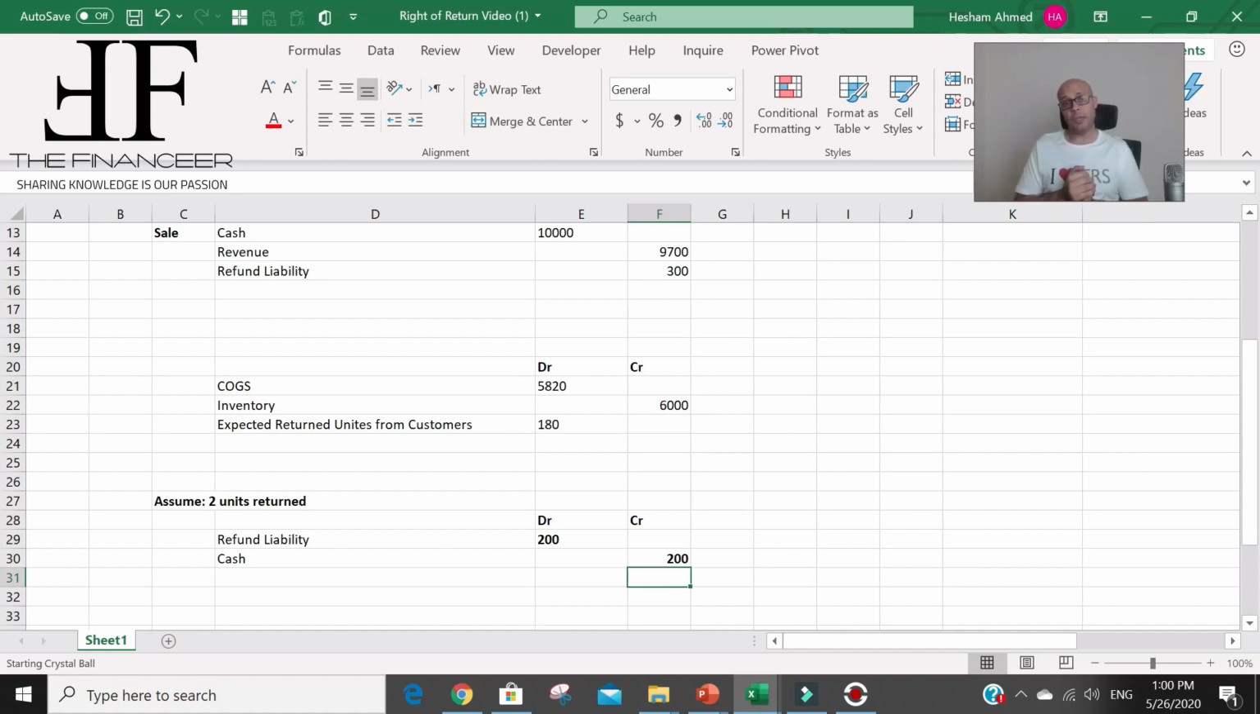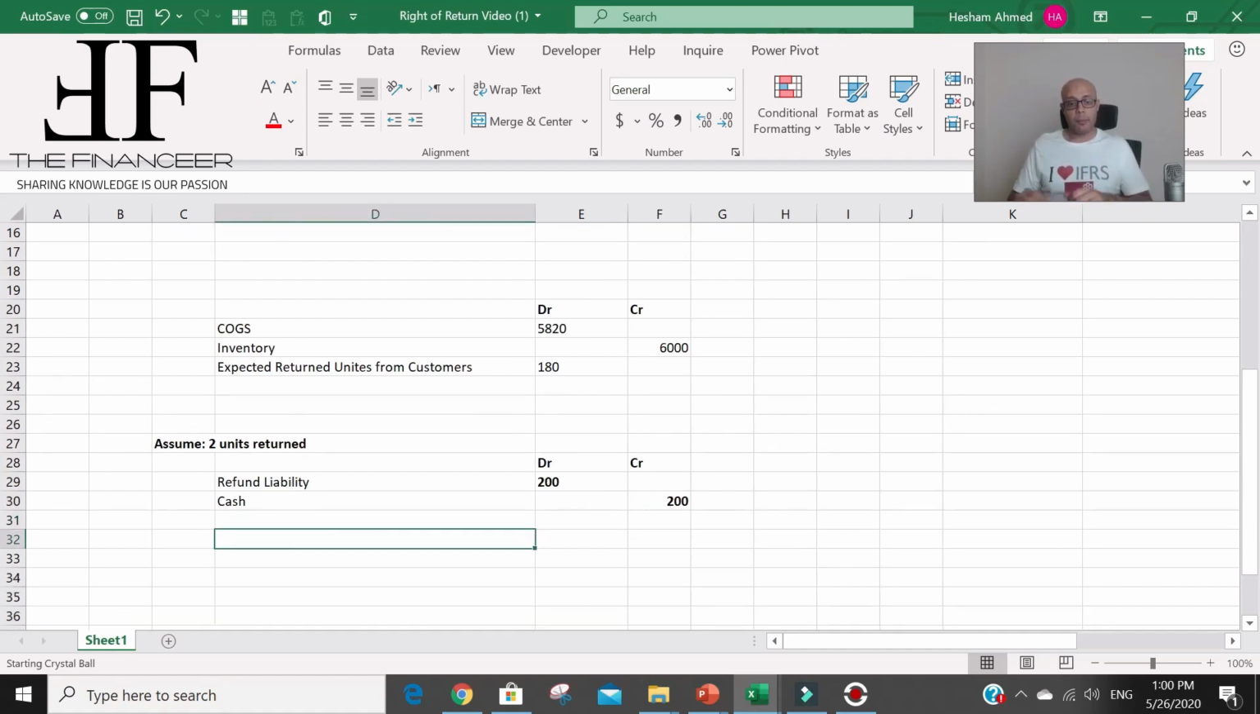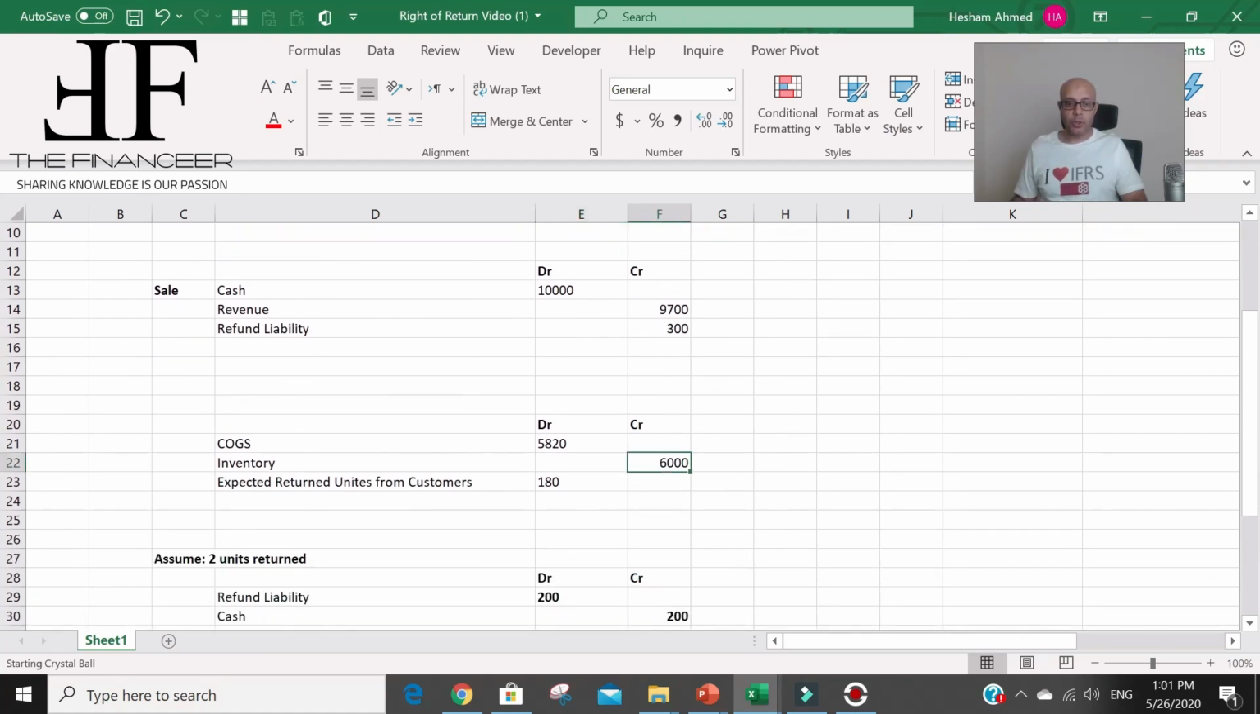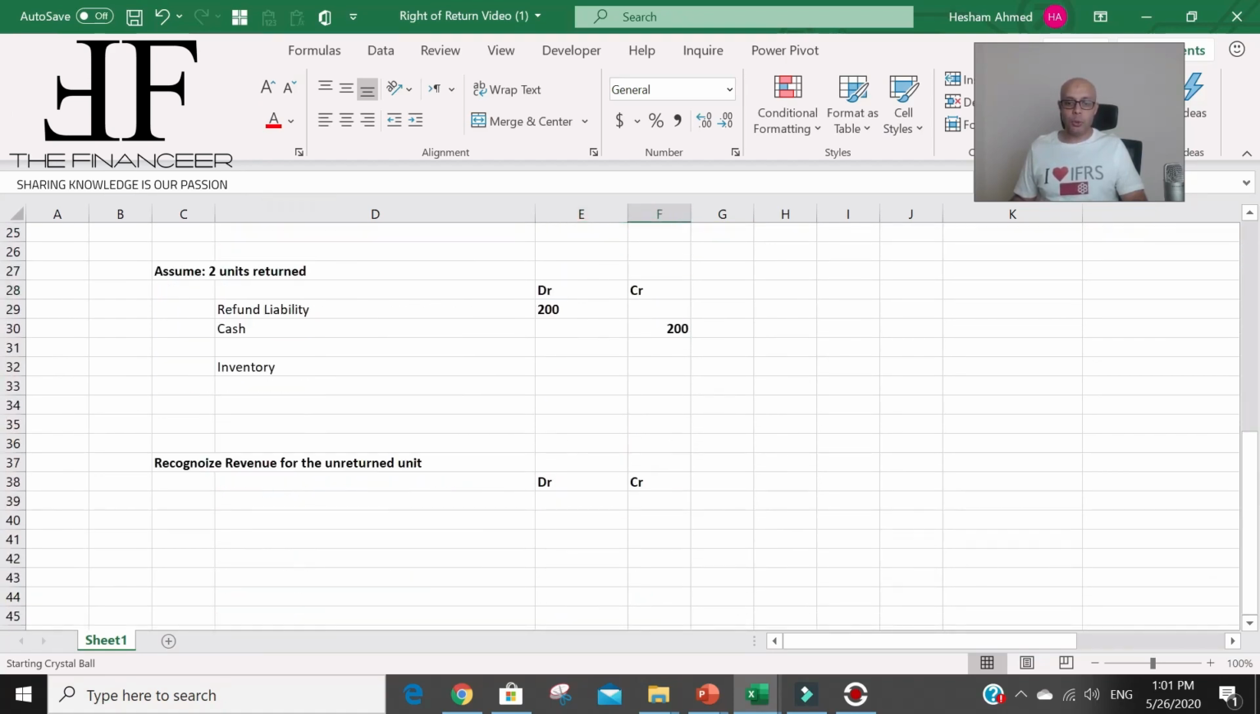What else? You need to recognize that your inventory has increased by the 2 units that you received from the customer. Remember, you issued 100 units from your inventory, so now you need to increase it again because you received 2 units from the customer. So I'm going to record in the debit side 2 units times the cost of the unit, which is $60. So I increased the inventory by $120 today.